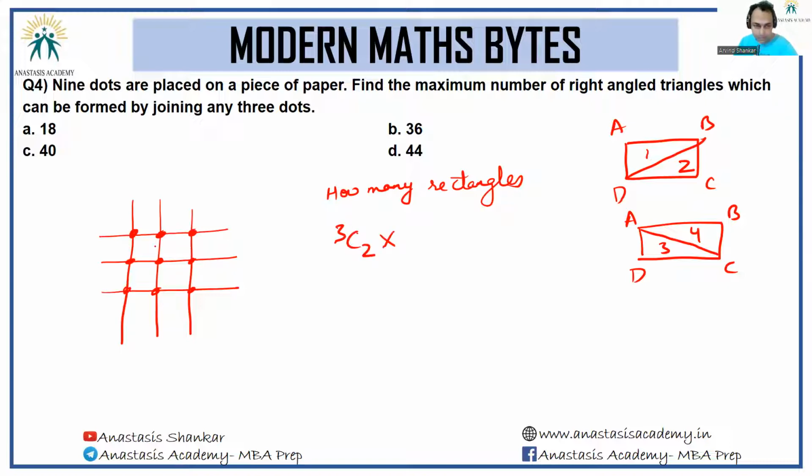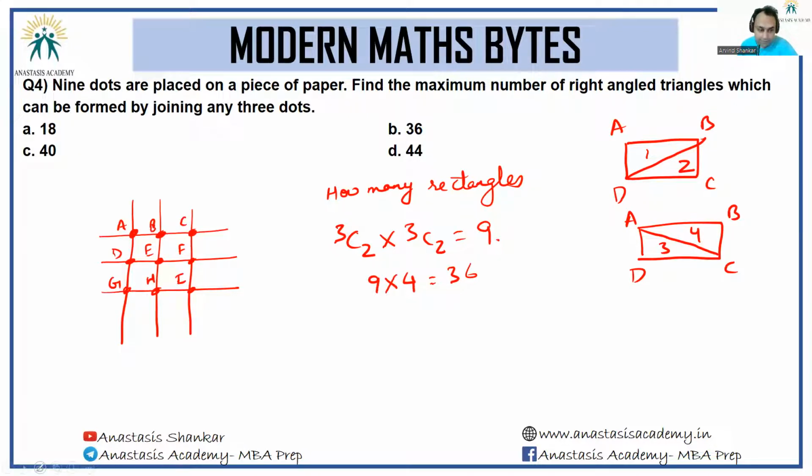3C2, 3 lines, select any 2, and 3 horizontal lines, select any 2. You can make 9 rectangles, and every rectangle gives you 4 right angle triangles. So we already have 9 into 4. I'm naming these points also: A, B, C, D, E, F, and G, H, I. We have 36 rectangles identified. We have at least 36 rectangles identified. This is not the end of the work.